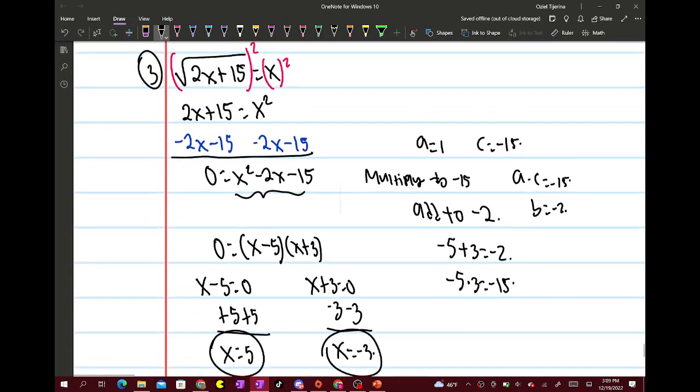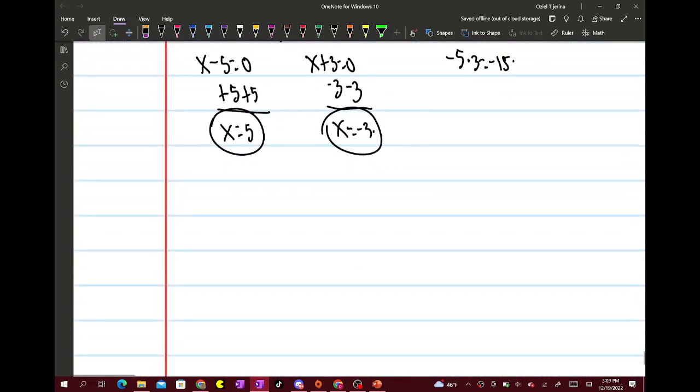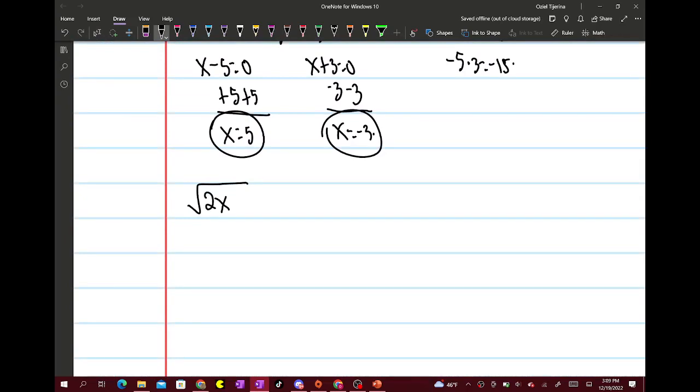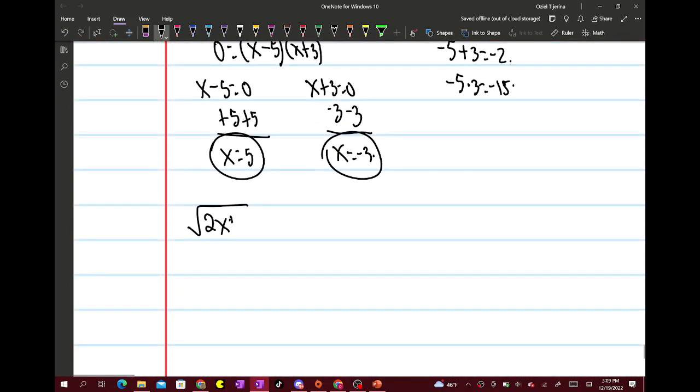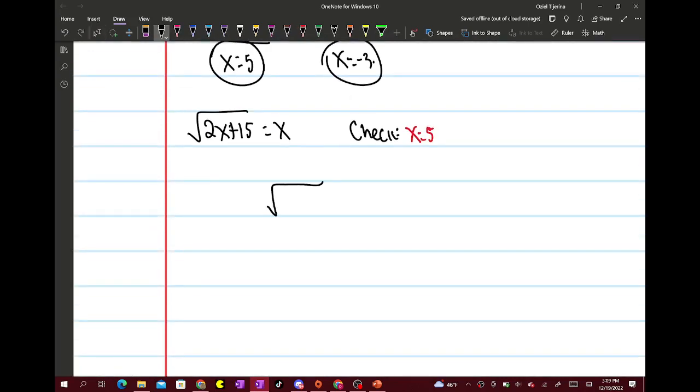Now, like I said, you have to check it. So our original equation was the square root of 2x plus 15 is equal to x, right? So if we check x equal 5, we would say the square root of 2 times 5 plus 15, and then we would say, is this equal to 5, right?